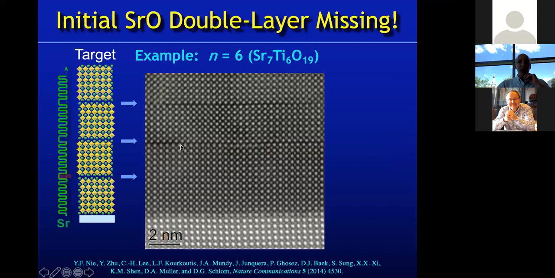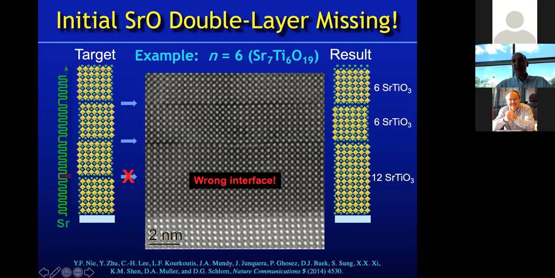Now, when our collaborators did x-ray on these, they look nice, just like I just showed you. But when our collaborators went to look at these by electron microscopy, specifically David Muller and Lena Kourkoutis here at Cornell, they saw this interesting thing, which we would never have expected and couldn't see by x-ray. And that is that there's something wrong with the structure. From the substrate to the first strontium oxide layer is not six perovskites, but 12, okay?